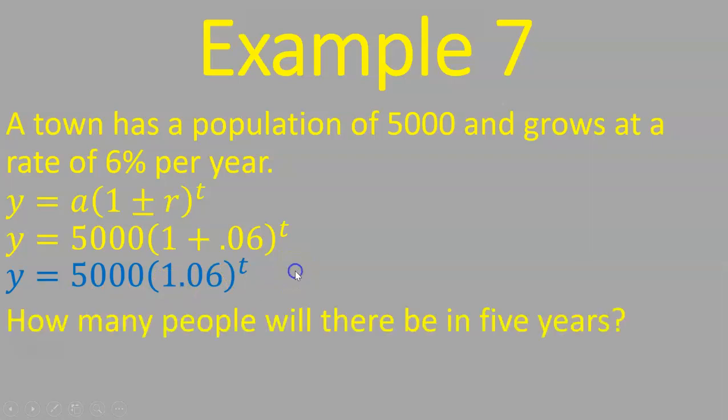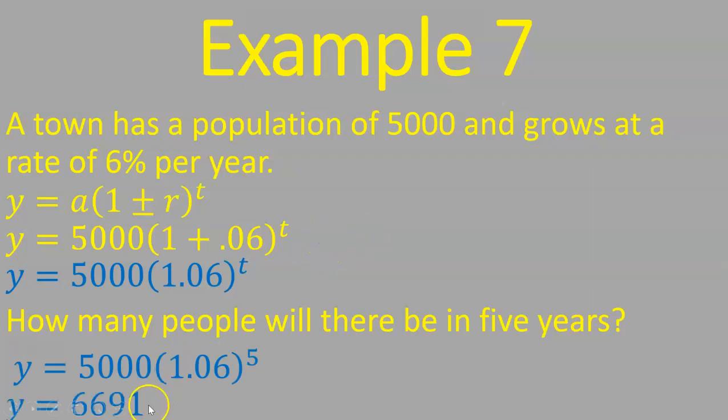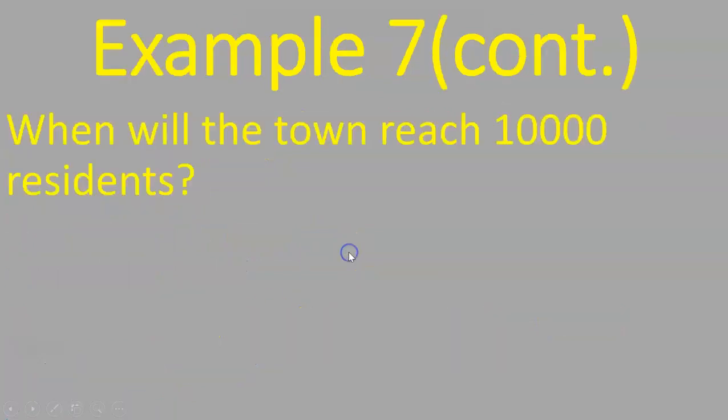Okay, so this is the model. I can now use this model. How many people will there be in 5 years? I simply insert a 5 into the t position, and it should be something larger than 5,000. In fact, it's 6,691. Stay with this idea for a moment.